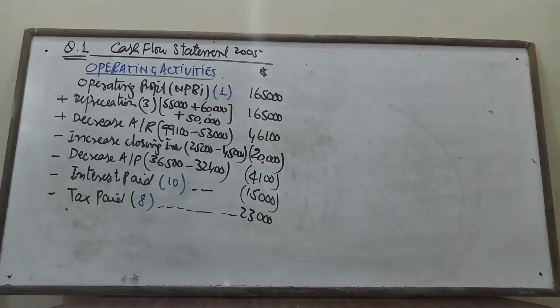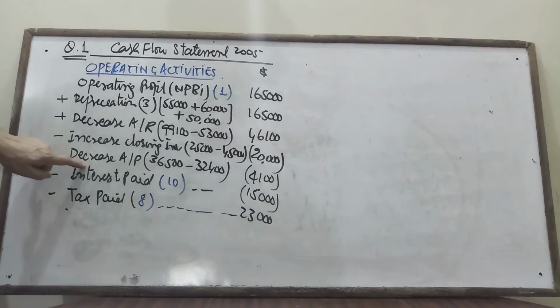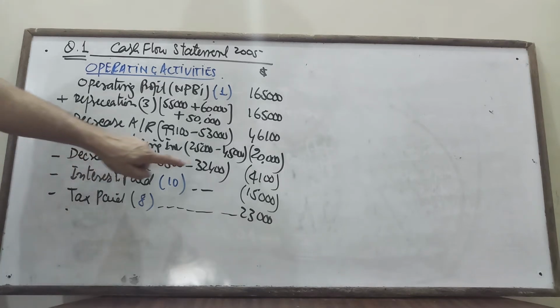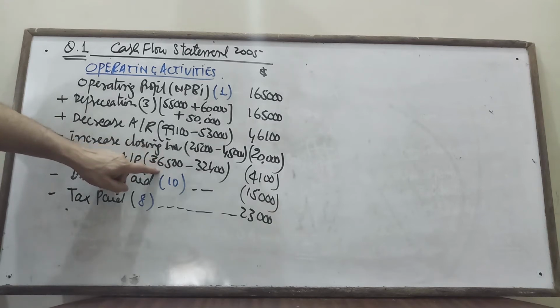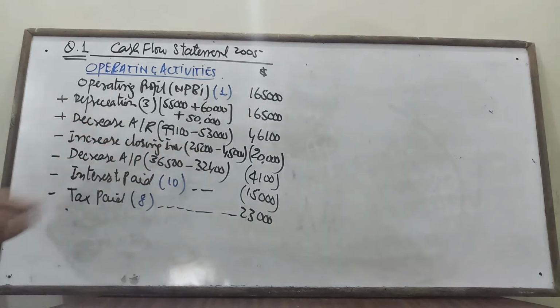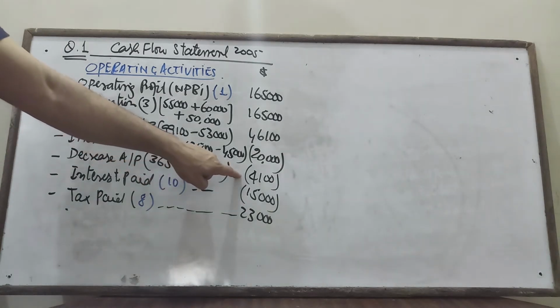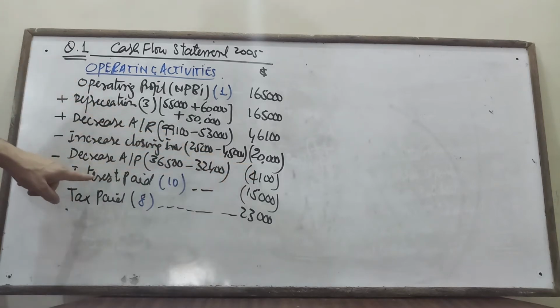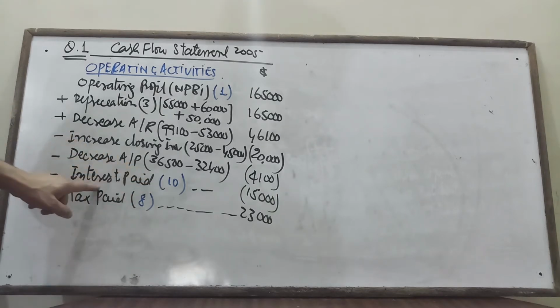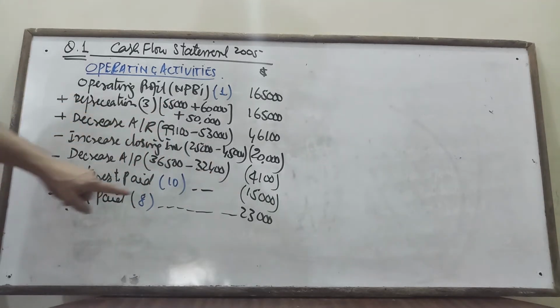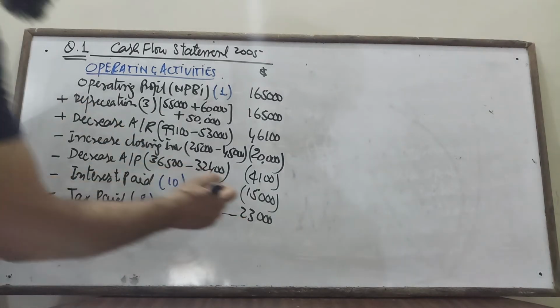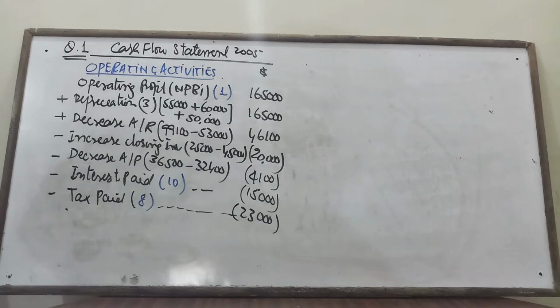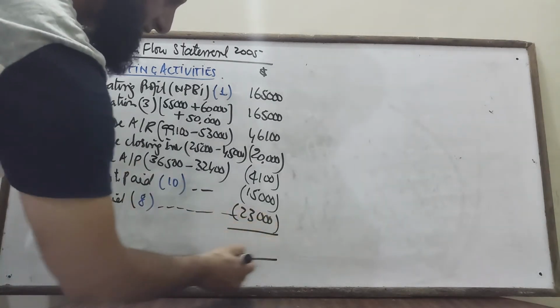Class, now I'm repeating from here. Decrease in accounts payable from 2004 to 2005: 2004 is 36,500 and 2005 is 32,400. A decrease in accounts payable means cash has been paid, so it goes in the paid side. Cash outflow. Interest paid is in point number 10, interest paid for the year, and tax paid for the year. So this is also minus. After this, you have to find the final answer.